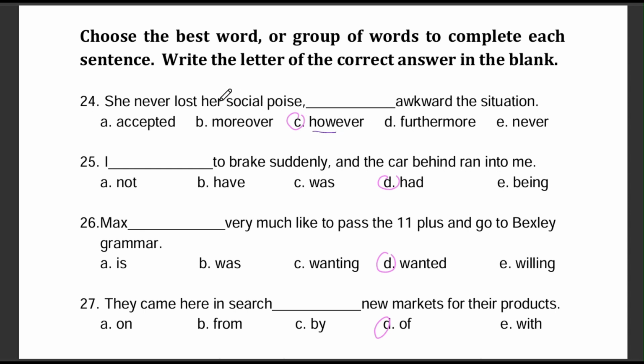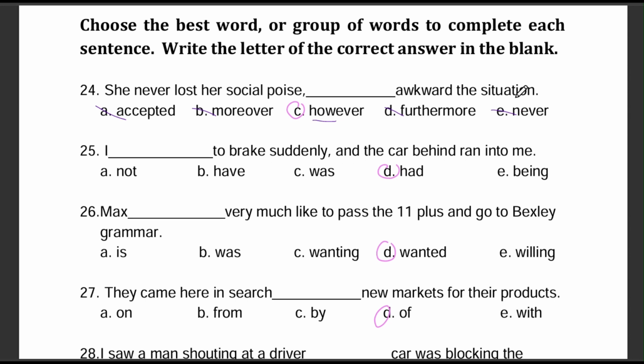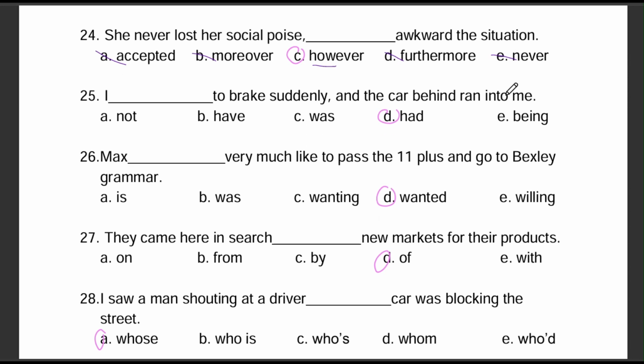Explanation. However is the best choice because it shows a contrast. Even though the situation was awkward, she stayed calm and composed. Why not the others? A, accepted doesn't show any contrast. Moreover means in addition to, so it doesn't fit here. D, furthermore is also used to add information, not to contrast. E, never would completely change the meaning of the sentence.